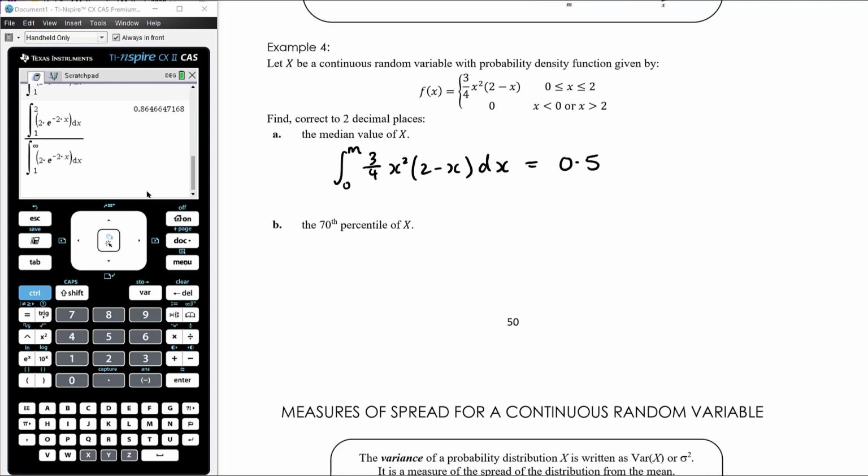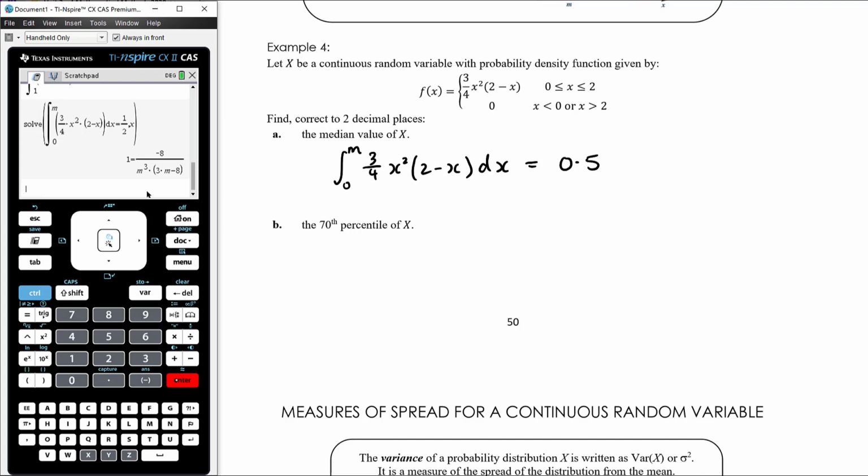We want to know what m is so that we get to the 50th percentile. So I'm going to solve, integrating from 0 up to m, the function 3/4 times x squared times 2 minus x, differentiating with respect to x, and we want that whole thing to be equal to 0.5. If I write 1/2, I'll get an exact value, although it does tell me I can give my answer to two decimal places here.